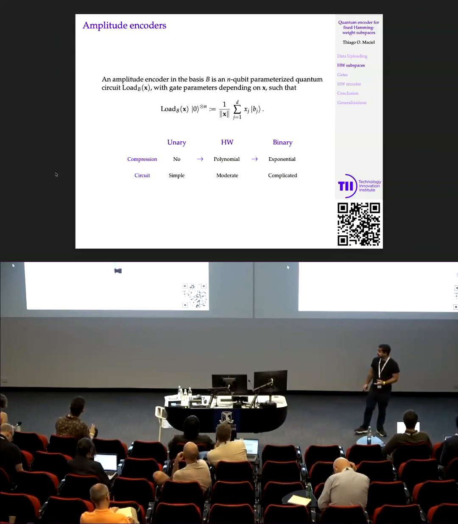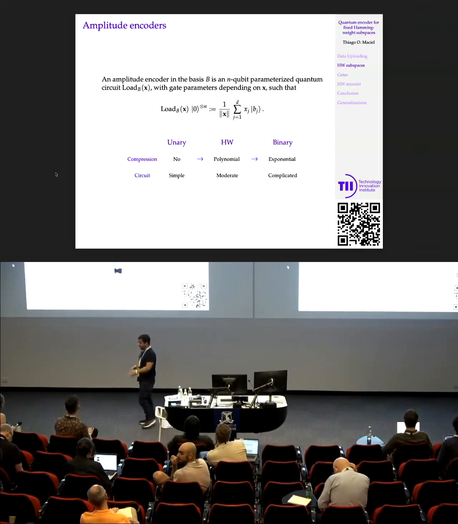So this motivated us to work with fixed Hamming weight subspaces, which lie in a very interesting regime of polynomial space compression. And I hope, by the end of the talk, to convince you that we have a not so difficult way to devise the circuit to do the exact encoding.